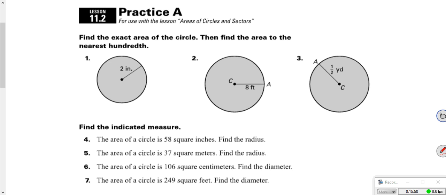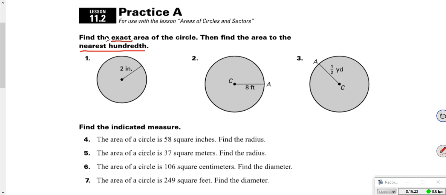Practice A, just going to do a few of these. Number 1, it says find the exact. Again, want to point out the word exact. Like I said back in section 11.1, when you see the word exact, you're not going to poke pi in a calculator. You're actually going to leave pi in your answer. And they want both things here. They want exact area and then find the area to the nearest hundredth. So you got to give both.